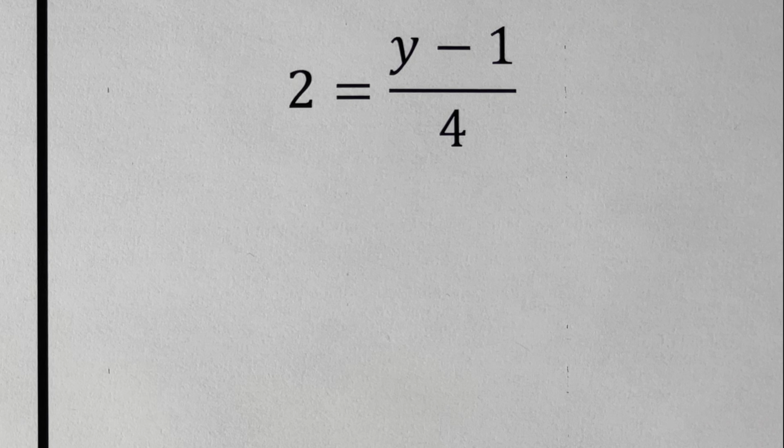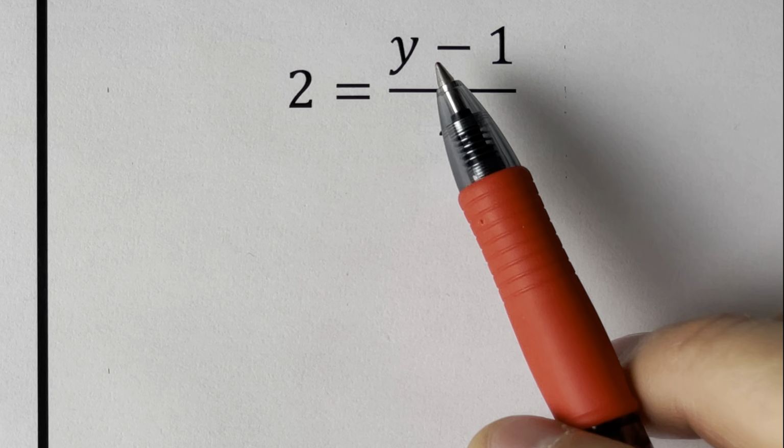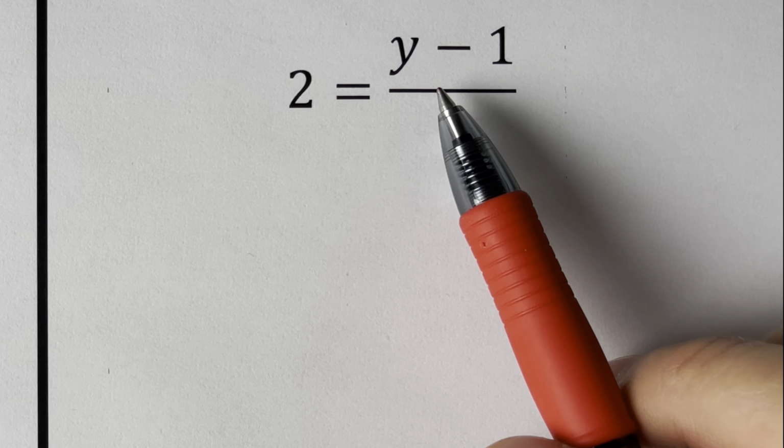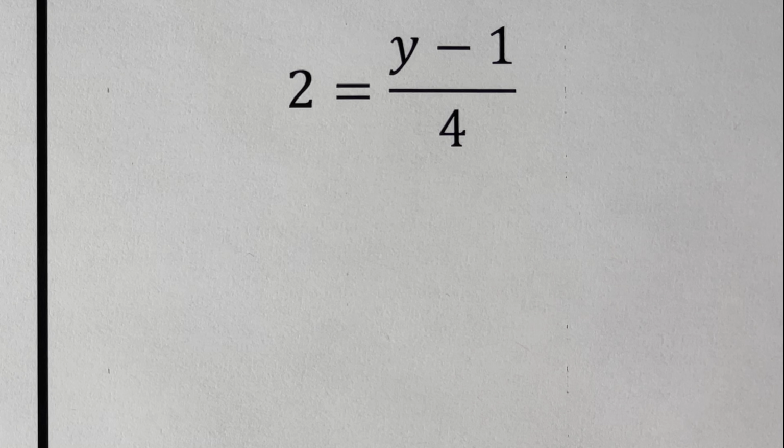Does it really matter? It doesn't matter. The variable can be on the left side or it can be on the right side. It doesn't matter. So I'm just showing you an example that in some cases, the variable can be on the right side, not always on the left side.